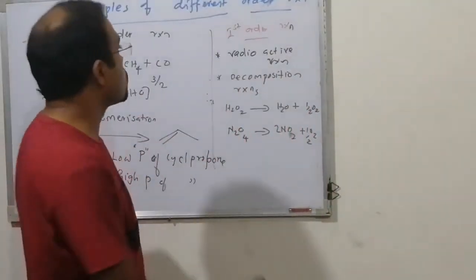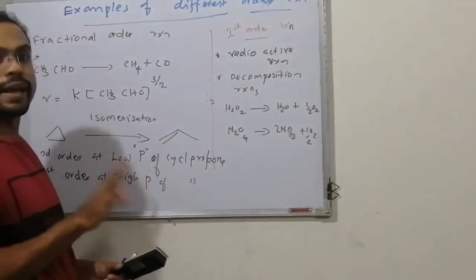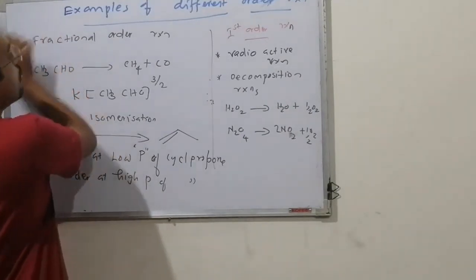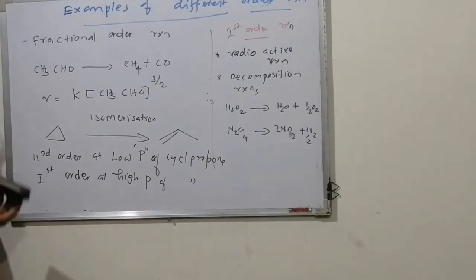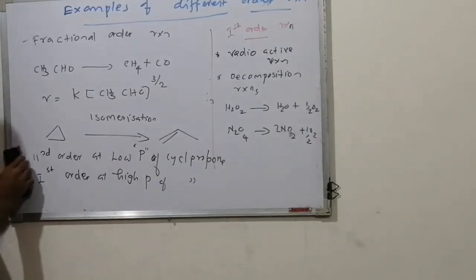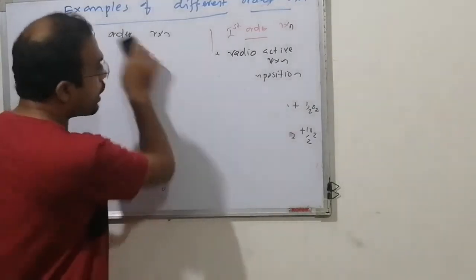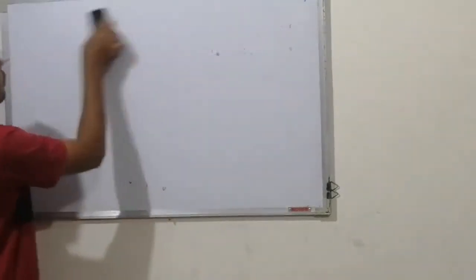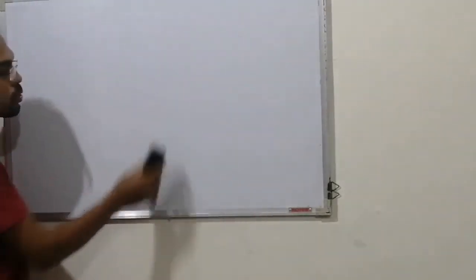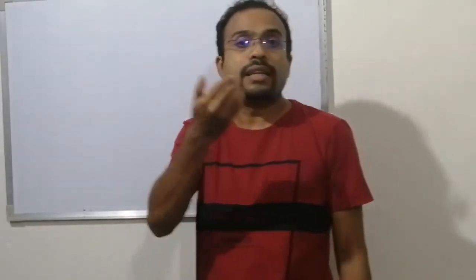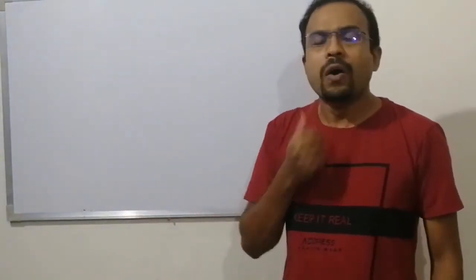I challenge you to get more examples for different order of reactions. Is it okay? Okay, you collect more examples for different order of reactions. And when you get any example, never generalize that, because order is an experimental quantity, it could be obtained from rate law expressions.